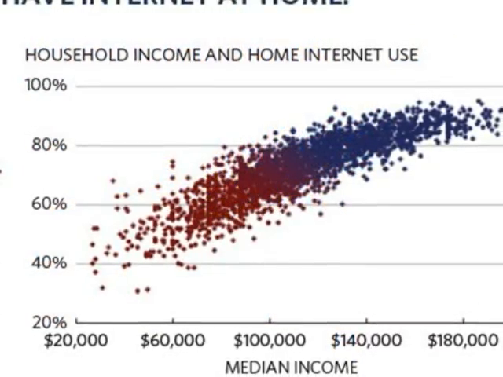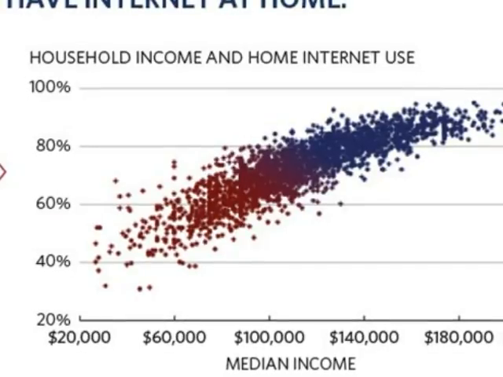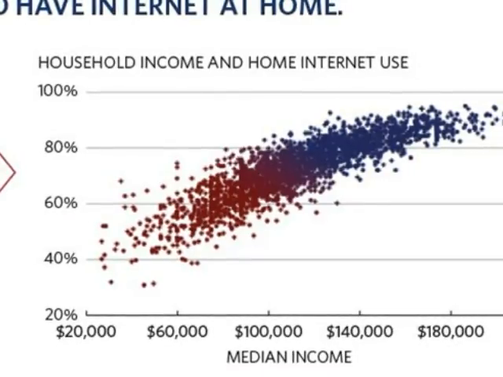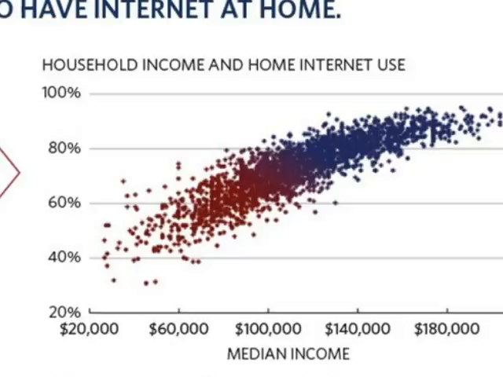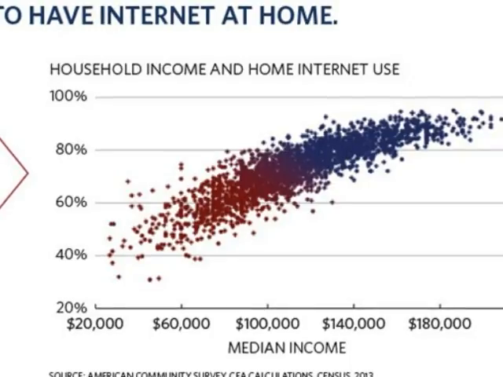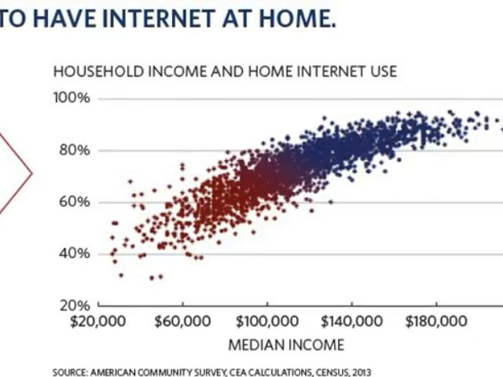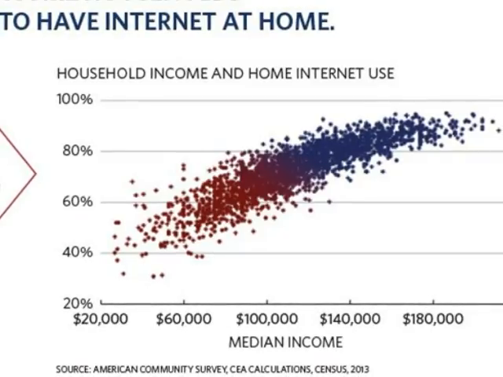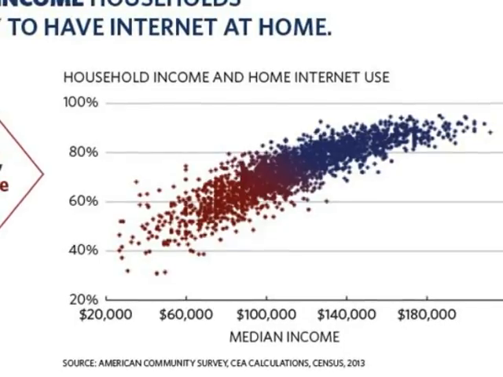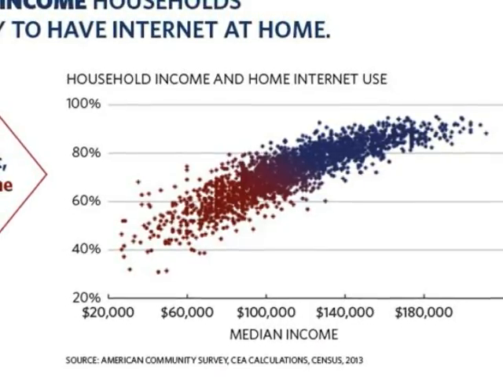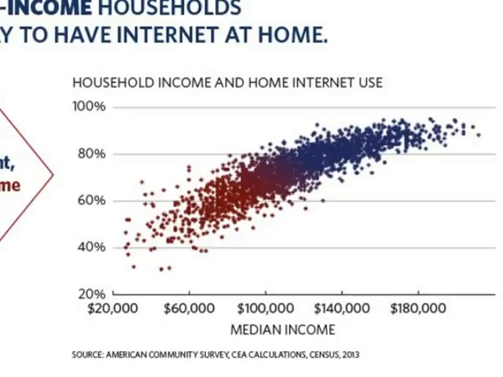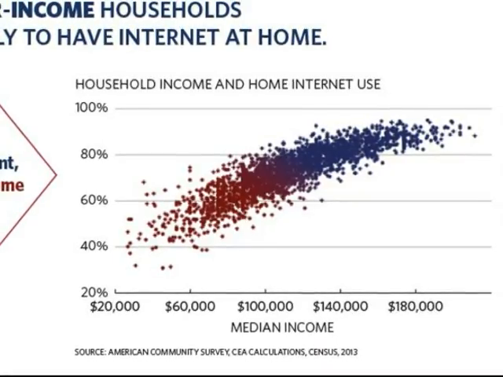This chart here also demonstrates that socioeconomics play a great role in household income and home internet use. When the household median income is from around $80,000 to the upwards of $180,000, we can see that 60% of those individuals have home internet use and access, as opposed to those on the left side in red whose household median income falls below $80,000. That number typically falls well below 60%, so there's a clear association with household median income and home internet use in the United States.